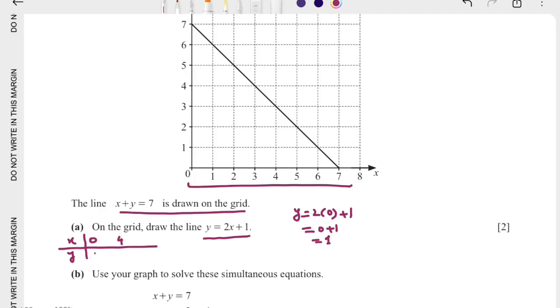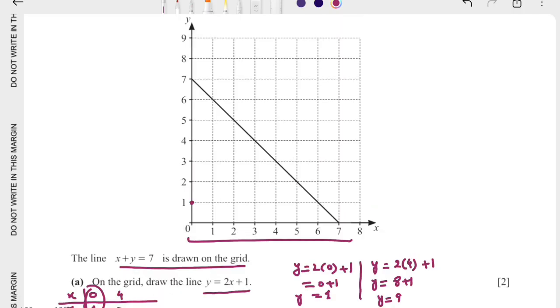When you substitute 0 in place of x, you get y is equal to 0 plus 1, which is 1. And if you substitute x is equal to 4, y is equal to 2 into 4 plus 1, it will be y is equal to 8 plus 1, and y is equal to 9. Now we have coordinates (0, 1) and (4, 9). We'll plot them here. By joining these 2 points, we can get a straight line.